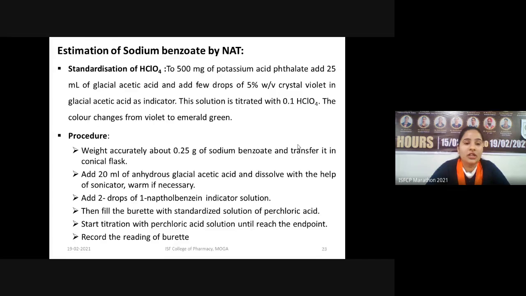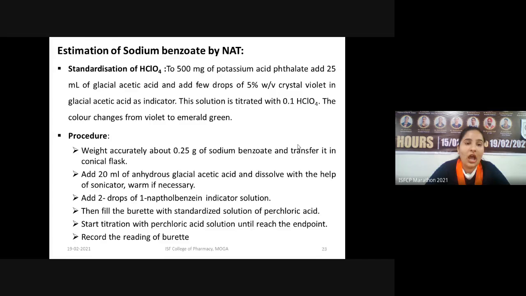Then we will add 20 ml of anhydrous glacial acetic acid into it, and we will dissolve it with the help of a sonicator, and we can also heat it. We can just warm the solution if required for the dissolution of sodium benzoate into the glacial acetic acid. After the complete formation of the solution, we will be adding a few drops of indicator. We will add 2 drops of 1-naphtholbenzein indicator solution.